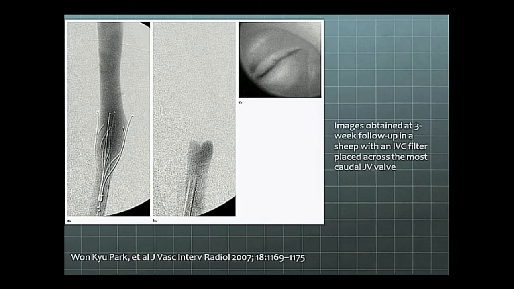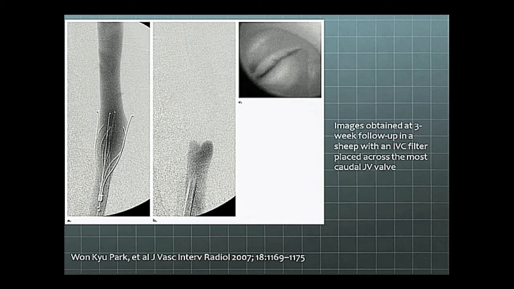These valves are pretty resilient structures. This is a series where they tried to actually make incompetent valves in sheep, and they put inferior vena cava filters into the internal jugular veins. Here it is across the valve, and while the filter's in there, there's reflux. Three weeks later, they took the filters out, and not all of them were competent, but many of them were still competent. So these are pretty resilient structures.